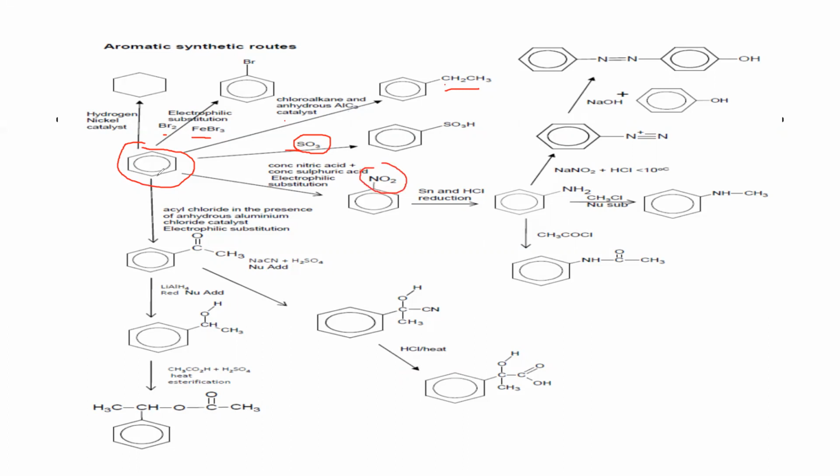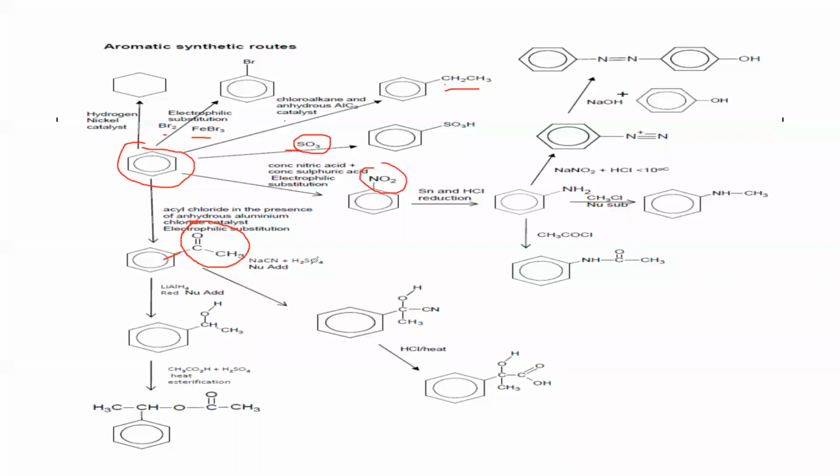If you have a benzene ring, you react with acyl chloride in the presence of anhydrous aluminum chloride as a catalyst, then it will also form the group C double bonded with O and CH3, because acyl chloride is there, so Cl and H is removed, so it will form a link with benzene.